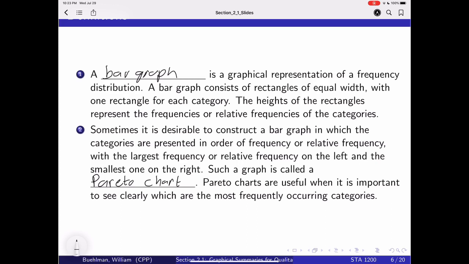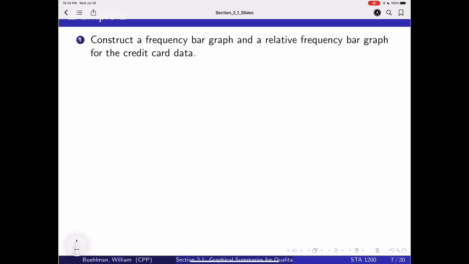So where you see this most often is typically like in elections or something like that, where order does matter and you want the highest to be most clear and easiest to see, versus in a typical bar graph, the highest one isn't always the first one, and it can be a little bit harder to see who's leading or who's winning. So in this example, we're going to create a frequency bar graph and a relative frequency bar graph for the credit card data.